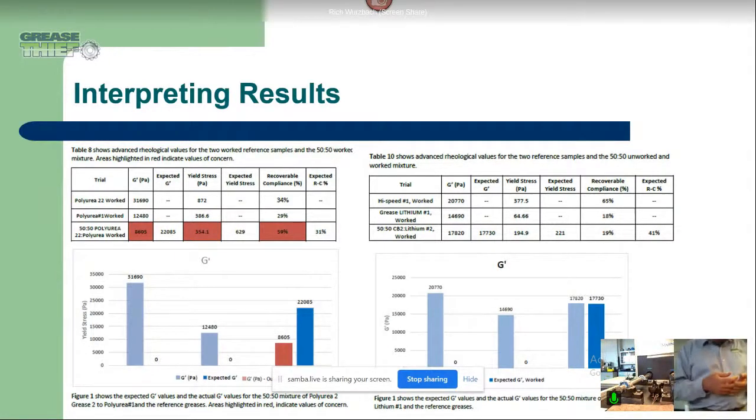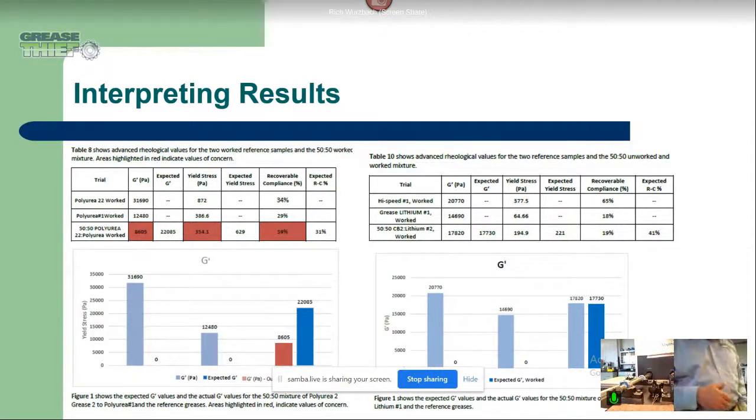And so on the left, we've got this table that looks in a couple different areas. It's got the G prime value, which we think of as a storage modulus, sometimes related to the pumpability of the grease, how well it'll stay in place, how firm it is, that sort of thing. We also look at the yield stress. The yield stress could be related to other changes in properties, such as how this mixture will shear down relative to how the individual greases would behave, the likelihood of it to bleed. If that's going to change, you might see that in that value.